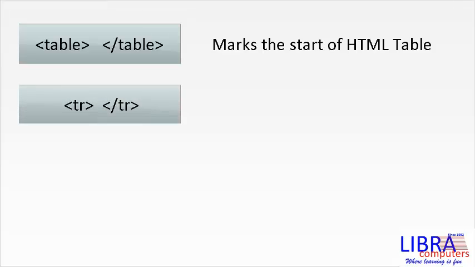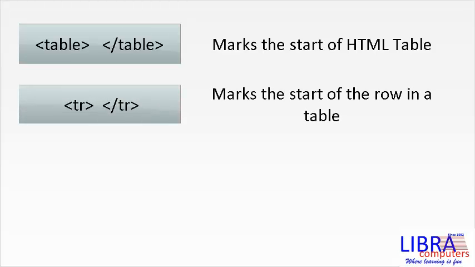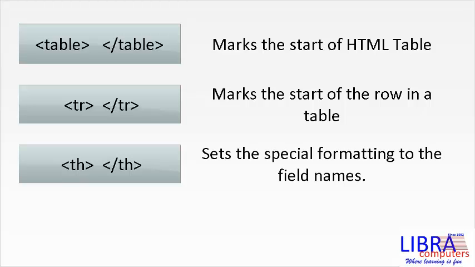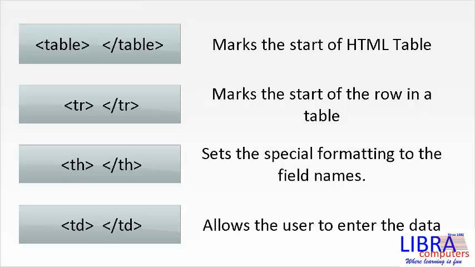Tags that are used in designing a table are opening and closing tag of table, which marks the start of the table. Opening and closing tag of TR, which stands for table row, and marks the start of a row. Closing tag tells where a row ends. Opening and closing tag of TH, which stands for table heading, and gives a special formatting to the content given inside it. Opening and closing tag of TD, which stands for table data, that allows you to specify the data that is to be given inside the cell.